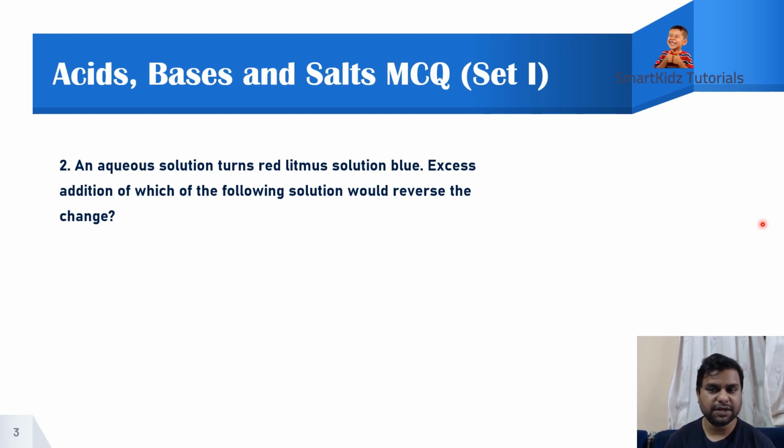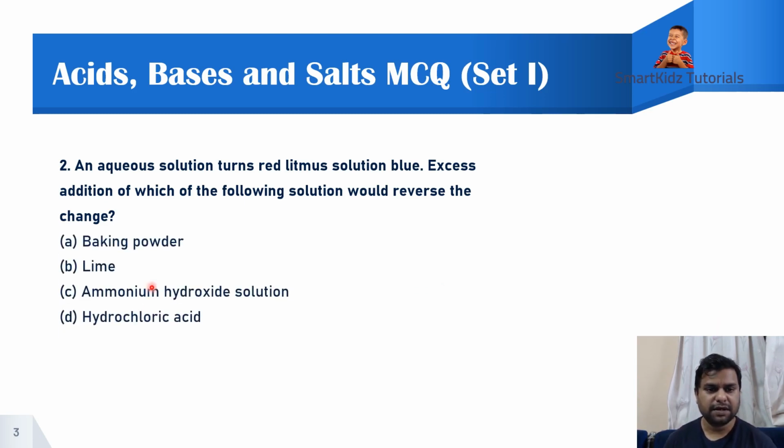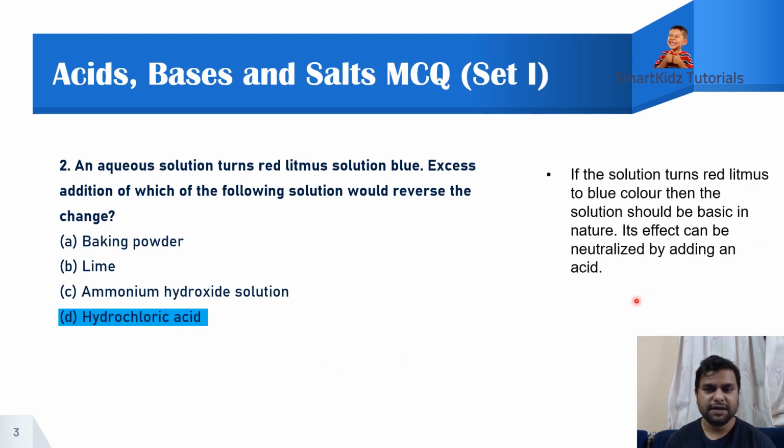So let us look at the choices. There's baking powder, lime, ammonium hydroxide solution. Obviously you need a very strong acid to reverse that change, so we can safely go with hydrochloric acid. We'll look at the answer. There it is. If the solution turns red litmus to blue color, then the solution should be basic in nature. Its effect can be neutralized by adding an acid, reversing it.